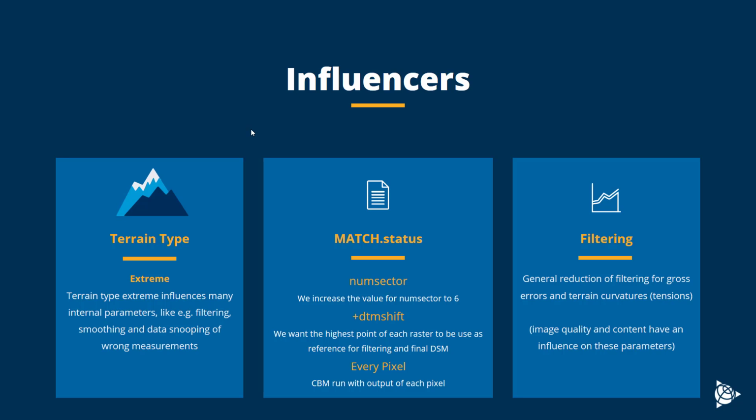Secondly, we will take a look at the match status file, and here we will mainly influence our result by three settings. One is the num sector, the second is the DTM shift, and the third one is having our CBM run output every single pixel.